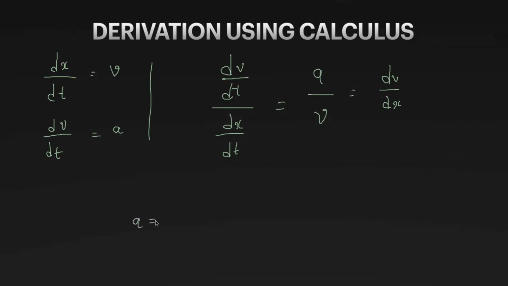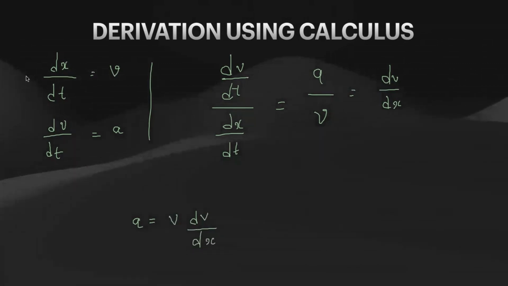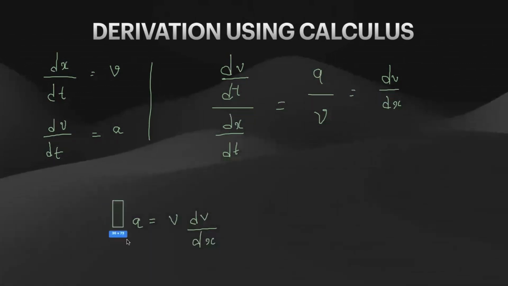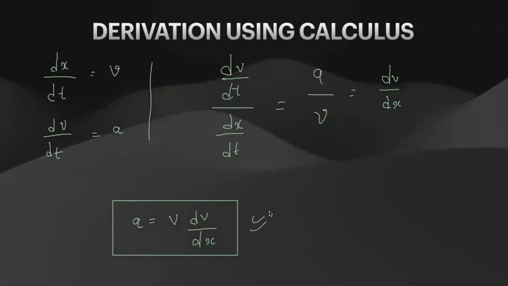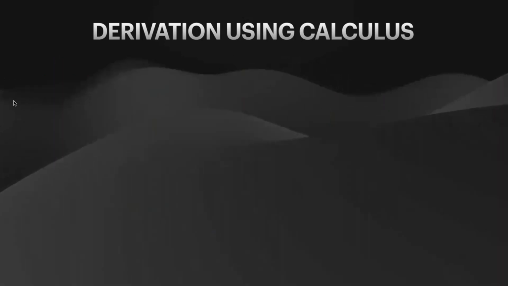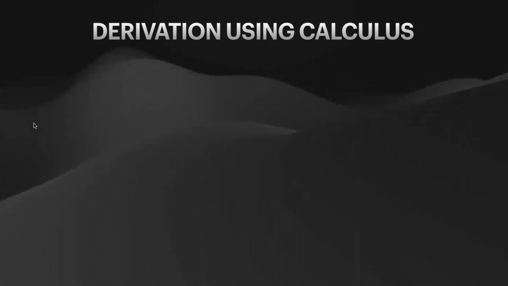Acceleration is equal to v dv by dx, and this is one of the very important results which you have to know. Acceleration is nothing but v dv by dx. Remember this result, and this is going to help you a whole lot of times. So why did I tell you this result? Because we are going to be deriving the third equation of motion using that.